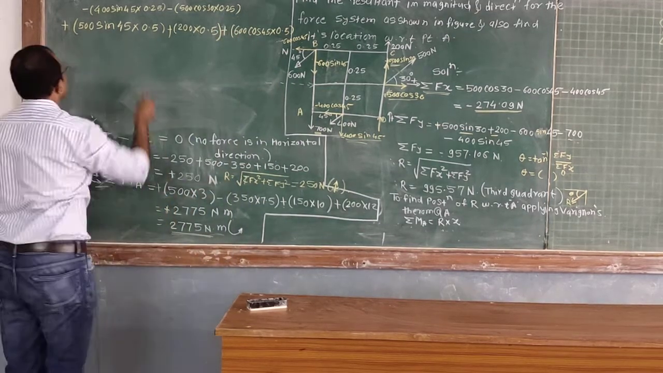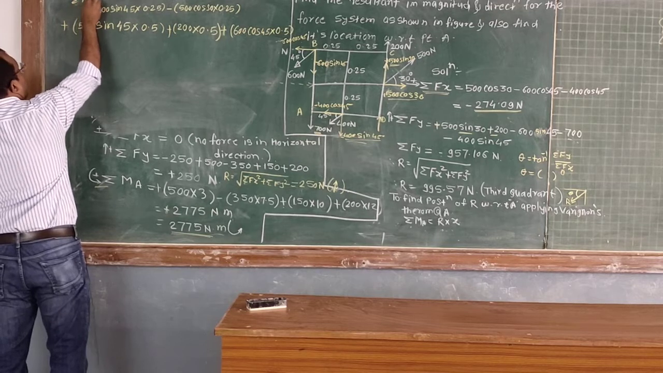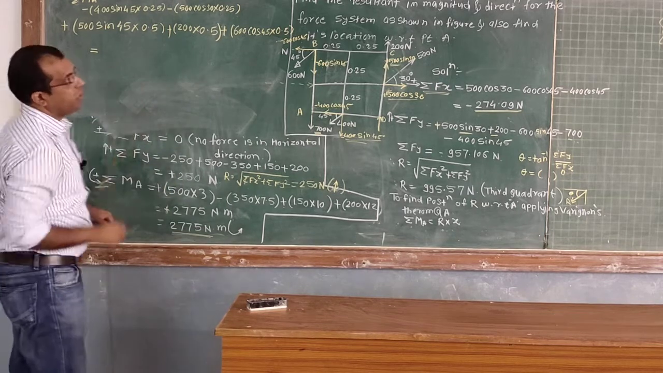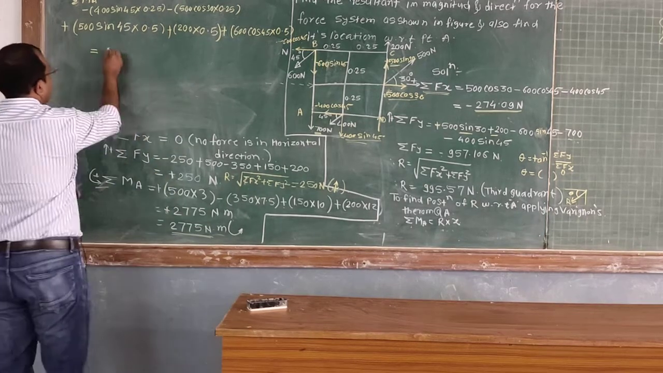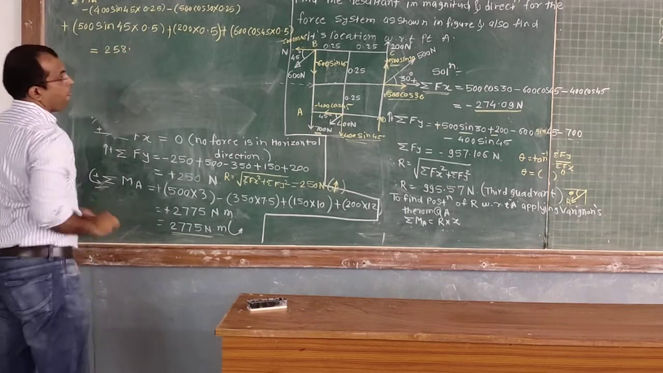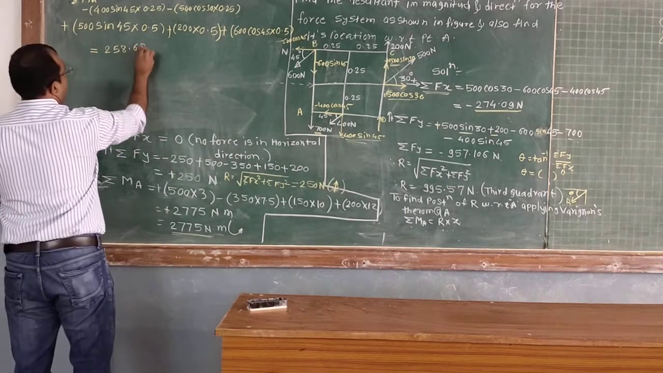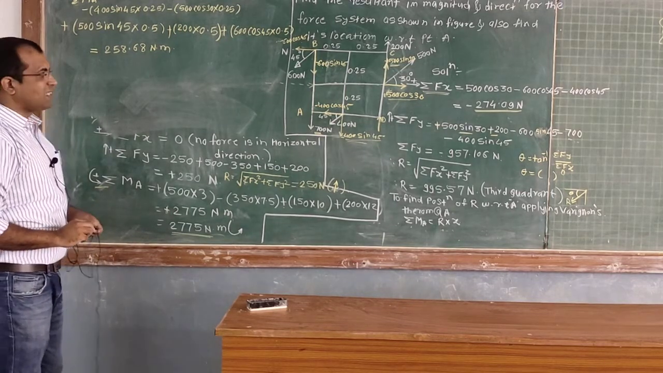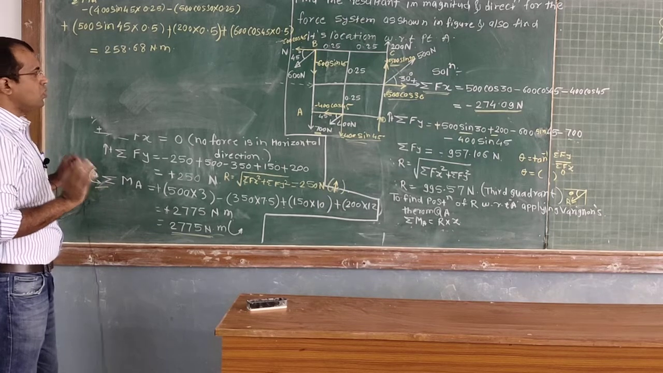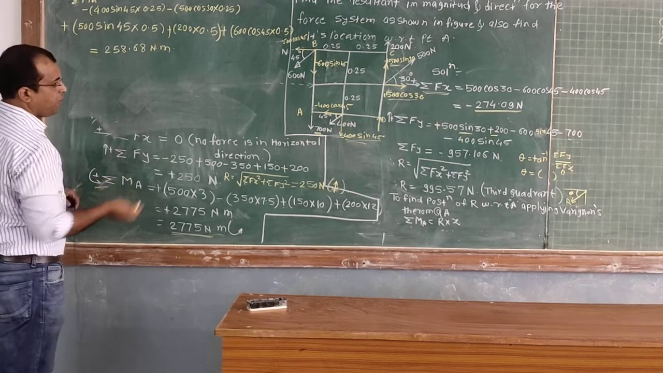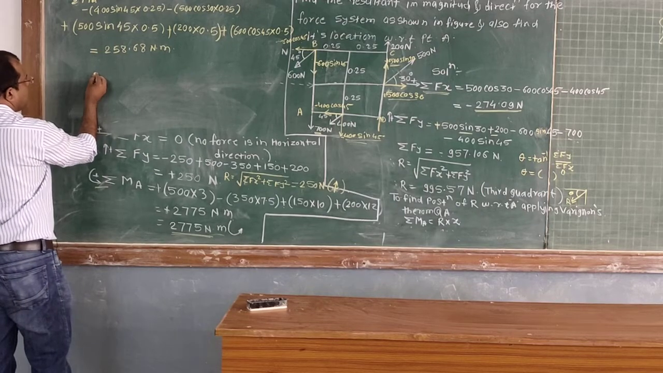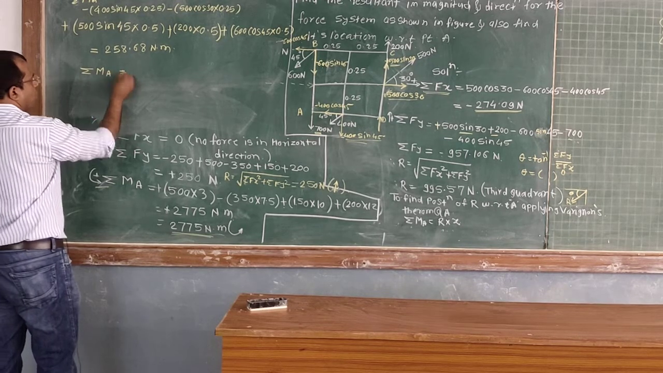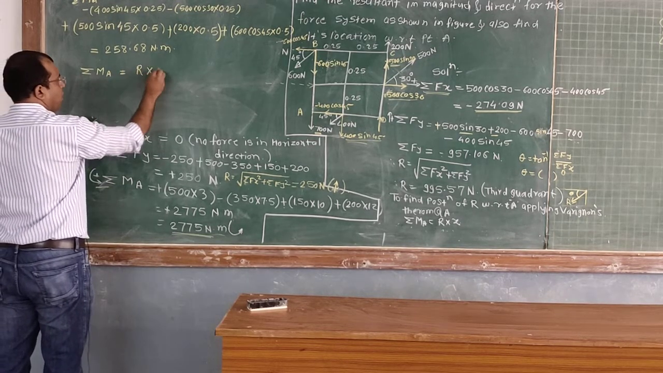So this is the summation of moment about point A. After solving this, you will get the answer 258.68 Nm. So this is the moment of all the forces about point A. Now moment about A is known to us. Now apply Varignon's theorem. What is Varignon's theorem? Summation of moment of all the forces about any point is equal to moment of the resultant about that point.